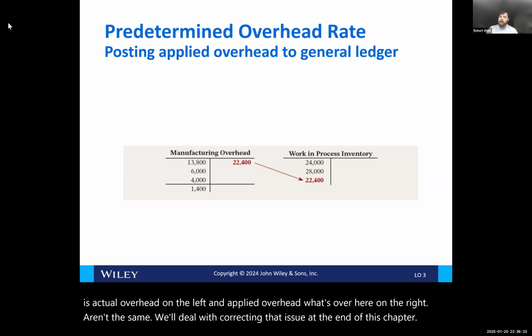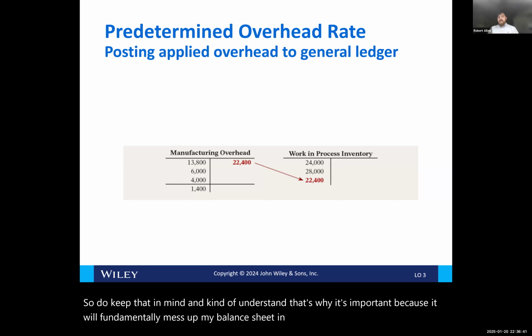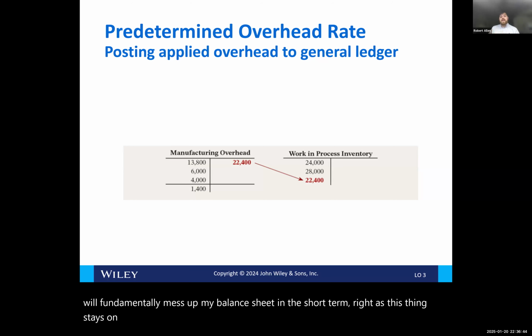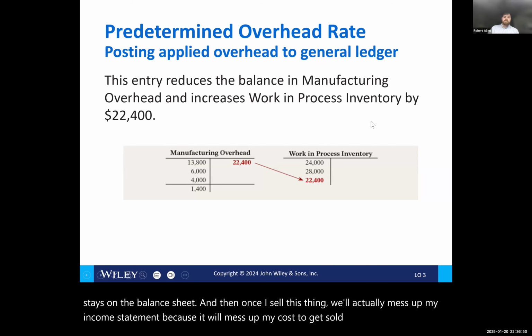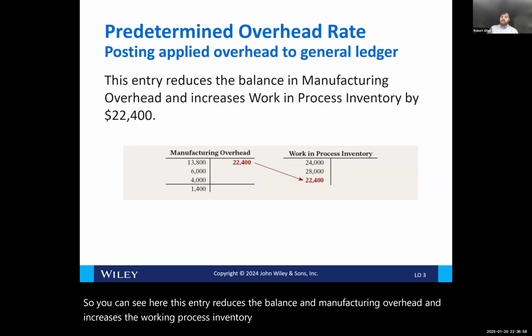So do keep that in mind and understand that's why it's important, because it will fundamentally mess up my balance sheet in the short term, right? As this thing stays on the balance sheet. And then once I sell this thing, it will actually mess up my income statement because it will mess up my cost of goods sold number. So you can see here, this entry reduces the balance in manufacturing overhead and increases the work in process inventory account by $22,400.